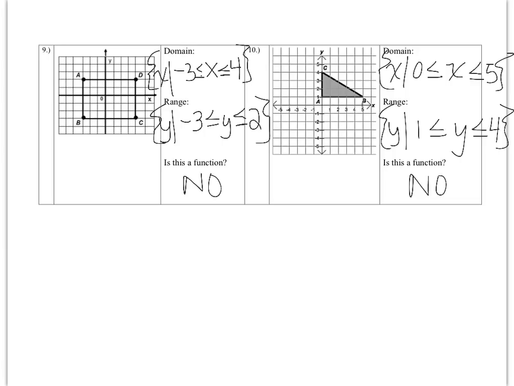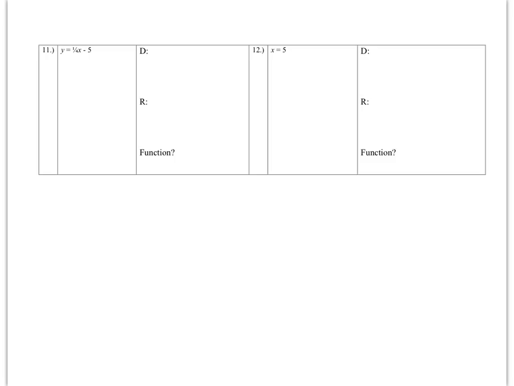All right, let's do 2 more together. All right, last 2 we're going to do together are equations. And don't let equations fool you, right? So this equation right here, y equals 1/4 x minus 5, well, that's a linear equation. It's in slope-intercept form. It's going to graph a line, right? But if you're having trouble deciding what the domain and range are, you could just sketch a graph real fast to remind yourself of what this looks like, okay?